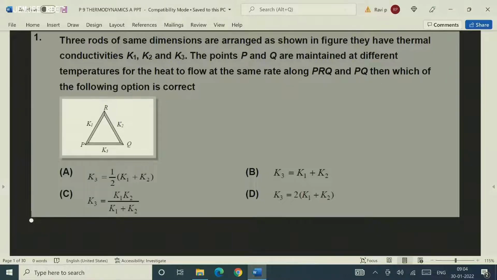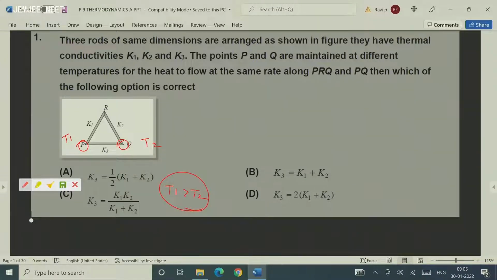Three rods of same dimension are arranged as shown in the figure. They have thermal conductivities K1, K2, K3. The points P and Q are maintained at different temperatures. Say this is T1, this is T2, T1 is greater than T2. Just to make you understand, I take it like this. At different temperatures, the heat flows at the same rate along PRQ and PQ.